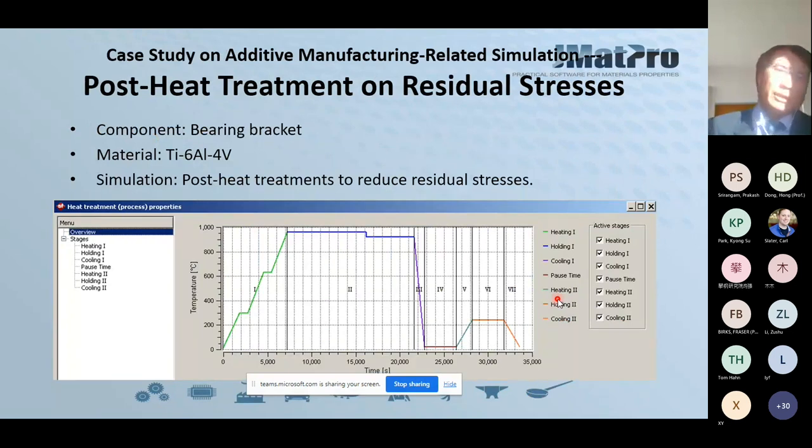So the last case study I'd like to show you is an additive manufacturing, or AM, related simulation, though the simulation itself is not on the additive manufacturing process. It's in fact to study the effect of post heat treatment on residual stresses of AM produced parts. The component is a bearing bracket, and it is made of titanium 6-4. And here is the post heat treatment, or say the temperature-time profile of that process. This is temperature, and this is time. It studies the whole effect of this treatment on the residual stress fields.